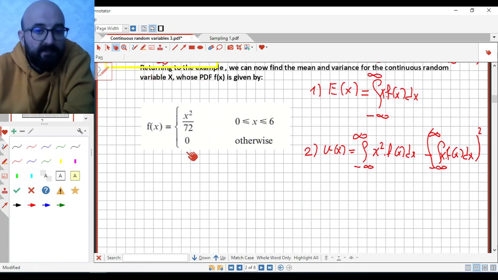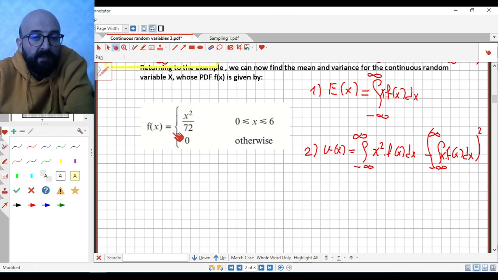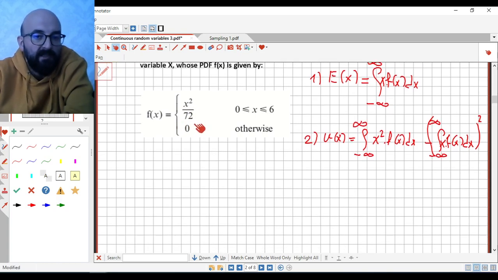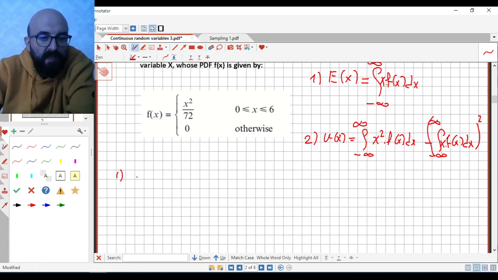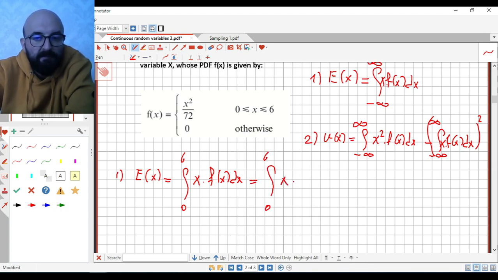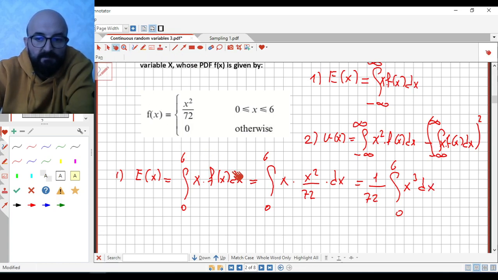Okay, and on this function, we will find the expectation and variance. First, the expectation of x. As you remember, our boundaries are between 0 and 6, because for other values our function is 0. So from 0 to 6, x multiplied by f(x) dx, which is x multiplied by x square over 72 dx, and 1 over 72 times the integration from 0 to 6 of x cube dx.